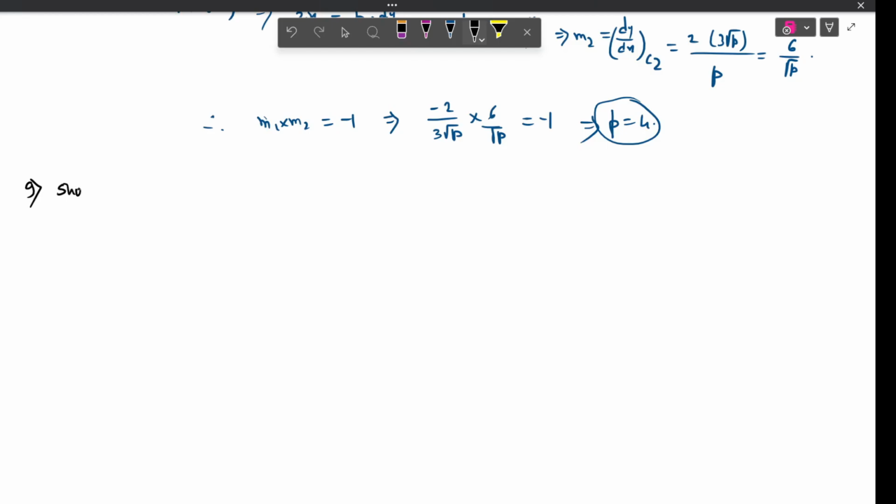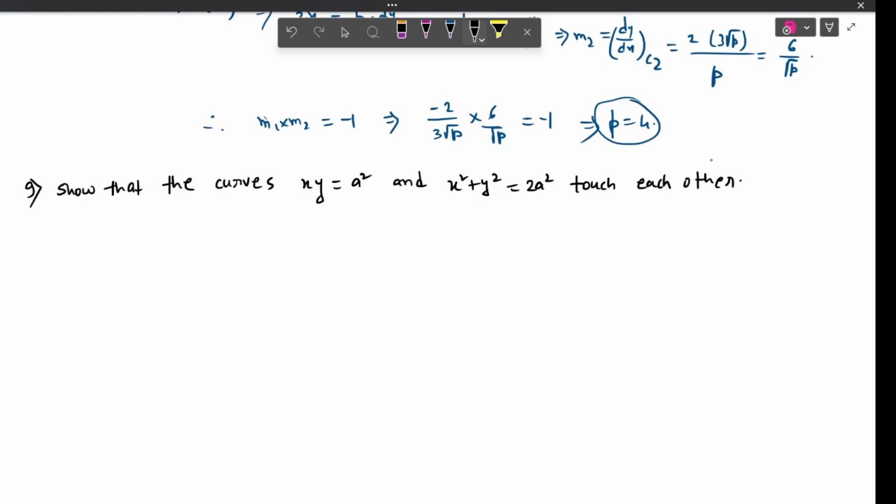Show that the curves xy equals to a square and x square plus y square equals to 2a square touch each other. Touch each other. Okay. So here, let's see. Touch each other means intersection of slope should be 0, right? Or slopes are equal.